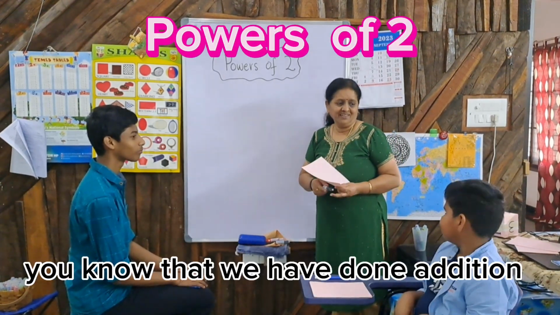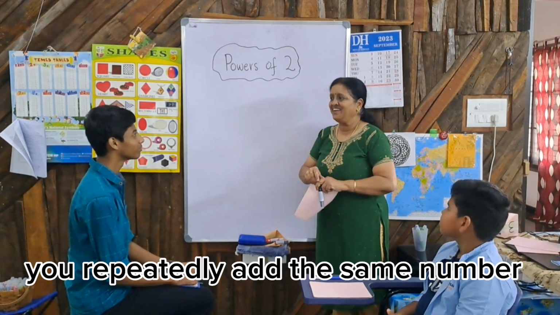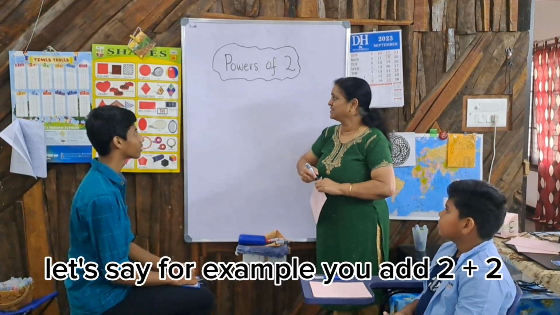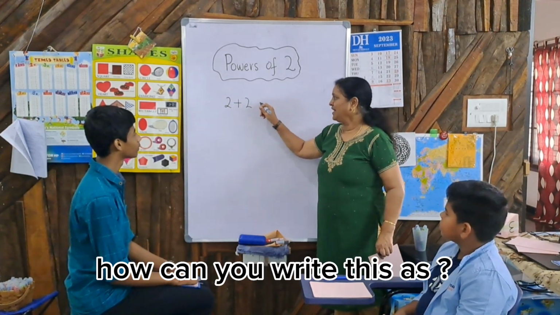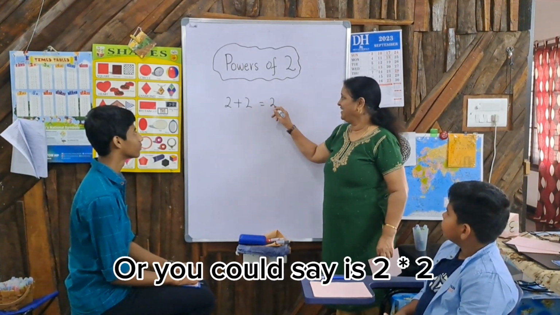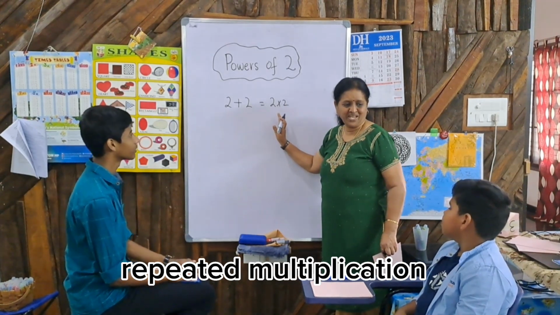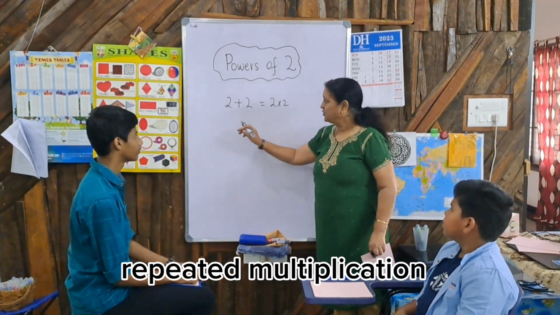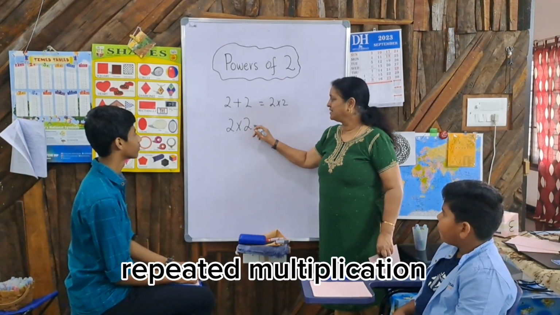Today what we decided to do is we will do powers of 2. You know that we have done addition. You repeatedly add the same number. Let's say for example, you add 2 plus 2. How can you write this? 4. Or you could say it is 2 times 2. So repeated addition is what? Repeated multiplication. Today I am going to do repeated multiplication.